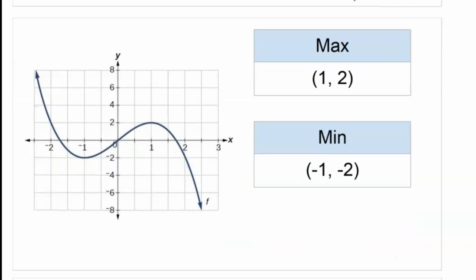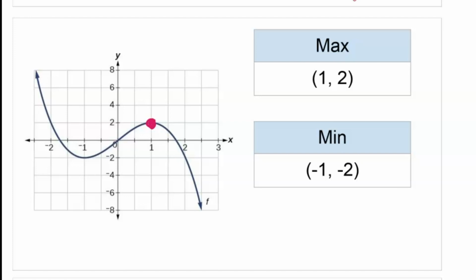Now I'm going to talk about how to identify the max and min on a graph. So when looking for maxes and mins, we are not including when it goes to infinity. So as you guessed it, the max would be the high point and the min would be the low point. So the max would be right here. That's the highest point besides the end that's going to infinity. So the coordinates of that point are 1, 2. Your x value is 1, your y value is 2.